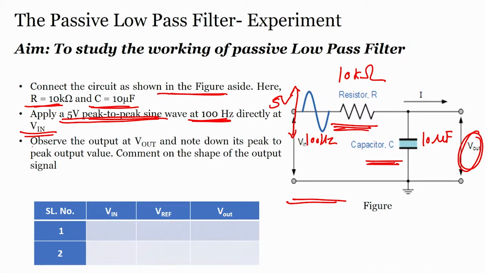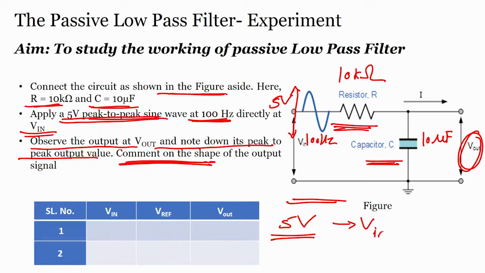So, we have to observe the output voltage V out and note down its peak to peak output voltage, and then we also have to comment on the shape of the output signal. We have to do two things. First, when I apply 5 volts peak to peak, the frequency is 100 hertz as an input signal to this particular filter, what will be the output voltage V out and what will be the shape of the output voltage?